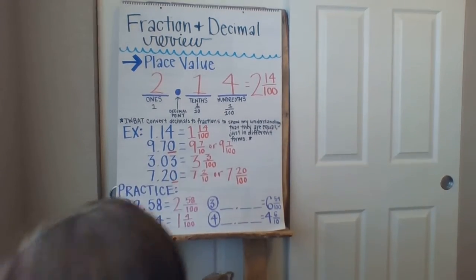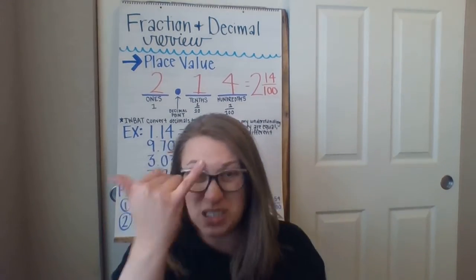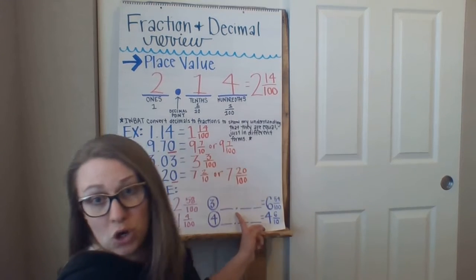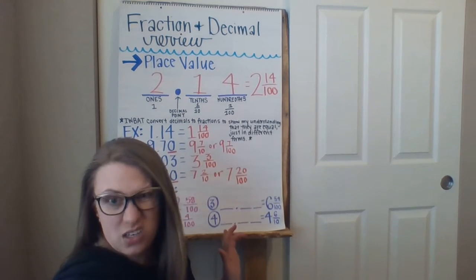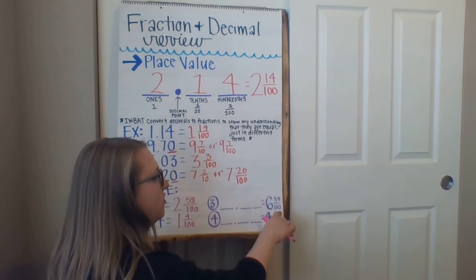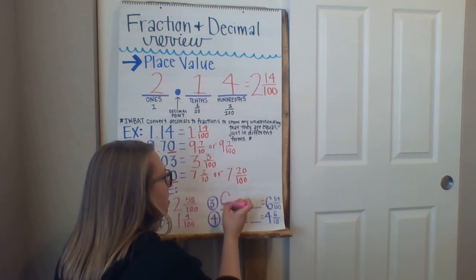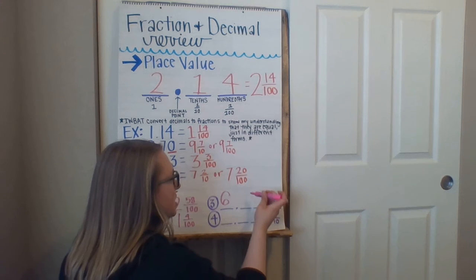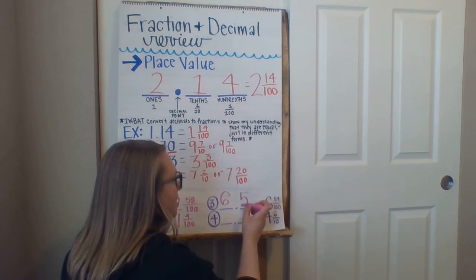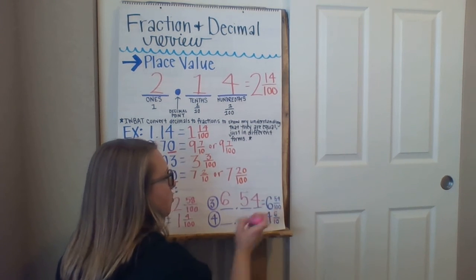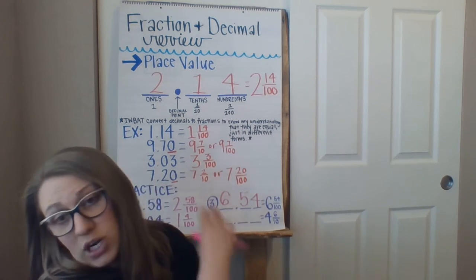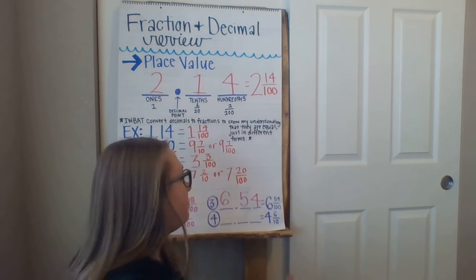Okay, now we're kind of switching it around here. It's going the opposite way. We have the mixed number and we're going to the decimal, but we can do this. Number 3 is 6 and 54/100ths is my mixed number. Well, I know my whole number is going to be a 6, so here it goes. I'm going to the hundredths place. Guess what? Fill in that 54. 6 and 54/100ths. If you got that correct, give yourself a pat on the back.